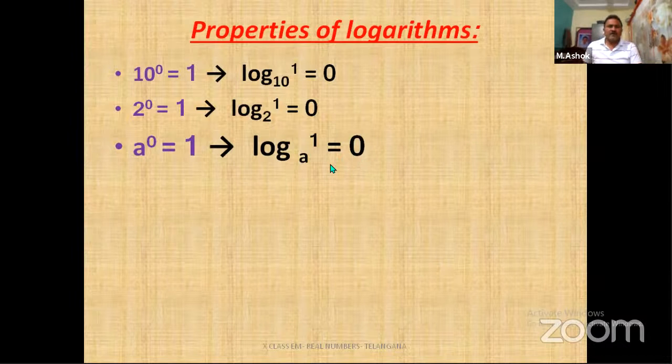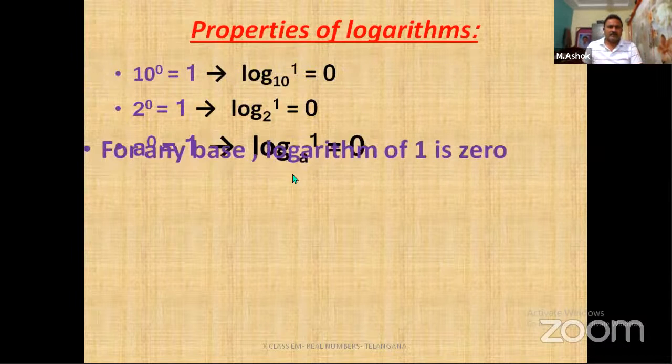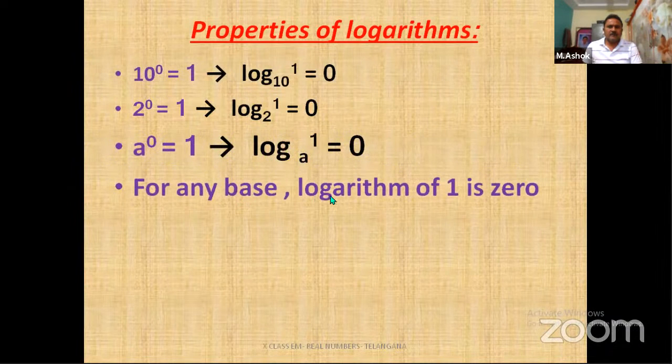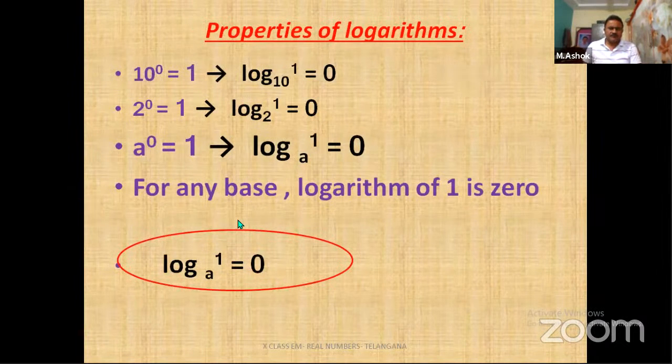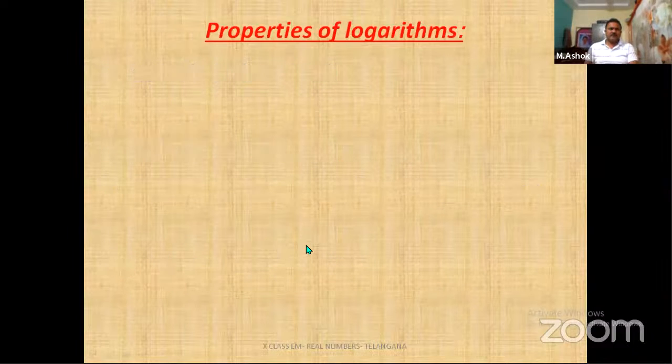Come on, tell me, what is our conclusion? Yes, for any base, the logarithm of 1 is 0. Irrespective of base, the logarithm of 1 value is 0. So in general, log 1 base A is equal to 0. Understood? So log 1 for any base, the value is 0. Okay. This is one of the properties, and we move to the next one.